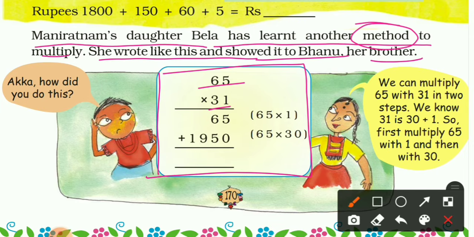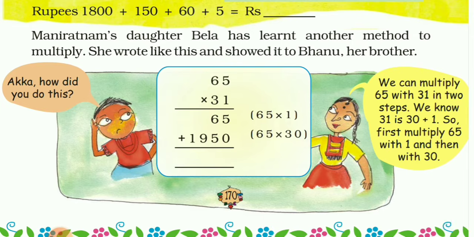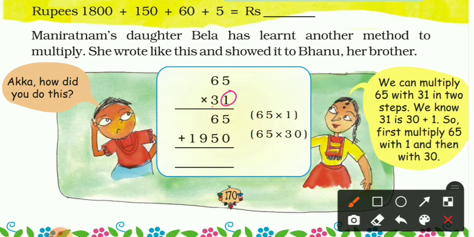She just multiplied 1 with 5 and then 6. So 1 fives are 5, she wrote 5, then 1 sixes are 6. So the first step is completed, means multiplication with 1 is completed. Now what is remaining? 3. So here 3 is in the tens place, so 3 tens means 30. So now she multiplied 65 with 30. Here you can see 65 is multiplied by 30, so she got 1950.